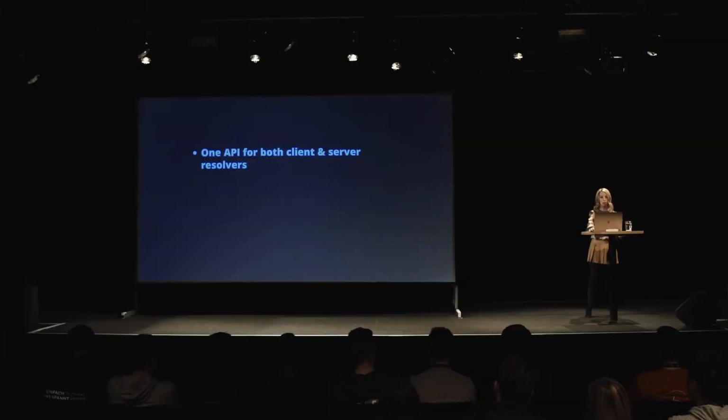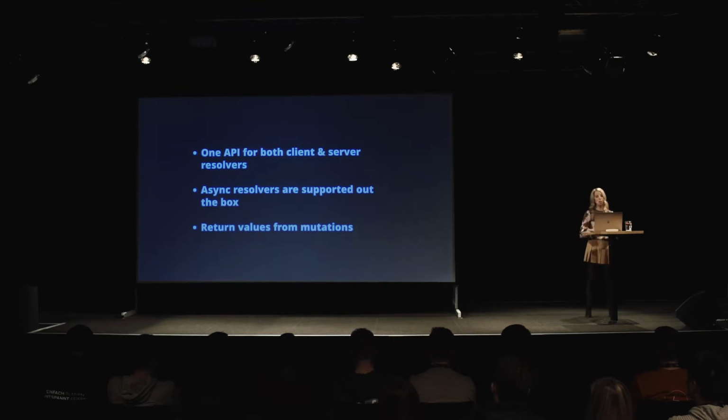Another cool feature is that async resolvers are supported out of the box. So you can query asynchronous device APIs on the client without having to set up a complicated control flow like sagas, for example. You can return values from mutations as well, but you don't have to. This can be really useful if you're creating a to-do, for example, and you want to get back the new to-do's ID. You just return that new to-do in the mutation, and then you can query for the fields that you want.